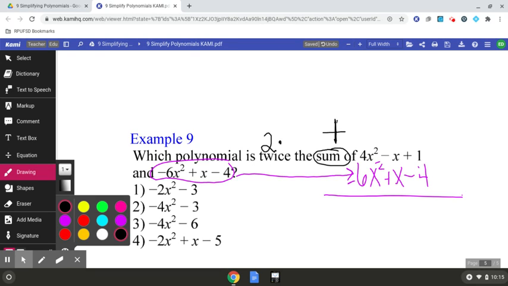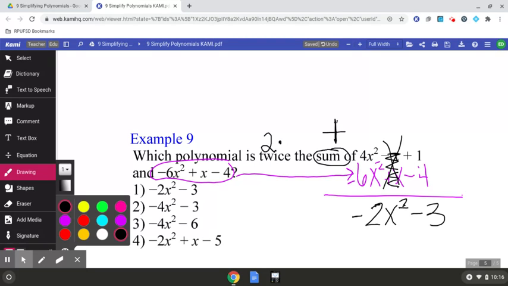So 1 and negative 4 would be negative 3. Negative x and positive x actually cancel out. They disappear. They go to 0. And 4 minus 6 would be negative 2x squared. Okay, so again, this is the sum.